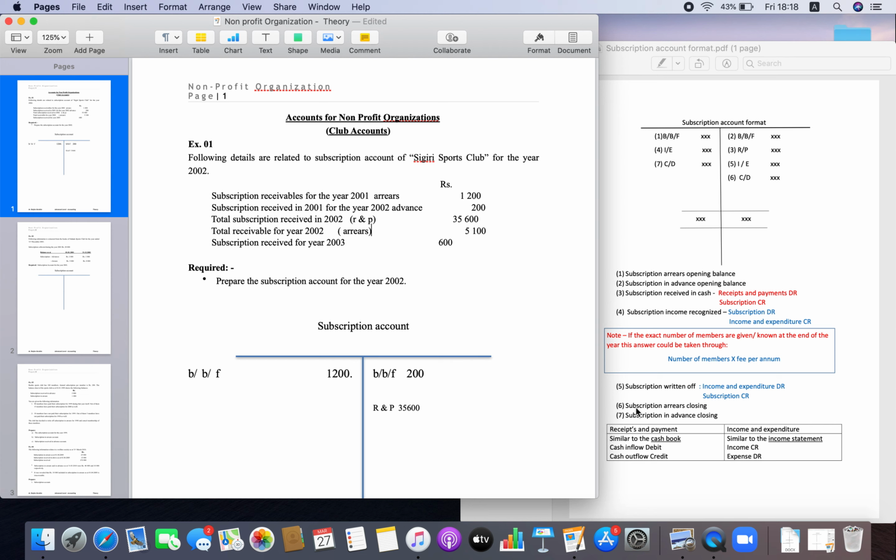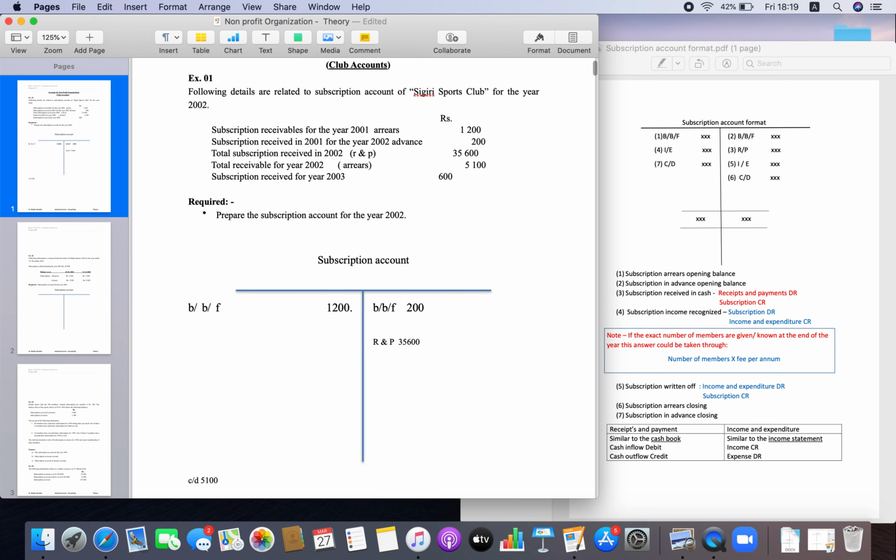Now look at number 6. Number 6 is what? Subscription arrears closing. So that comes now guys on the opposite side. So I'll mark it as carried down, 5,100. So remember, subscription receivable is an asset, and that's the closing asset. In accounting, closing assets will always come on the credit side, right?